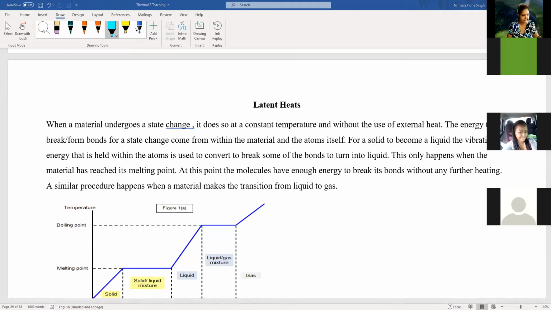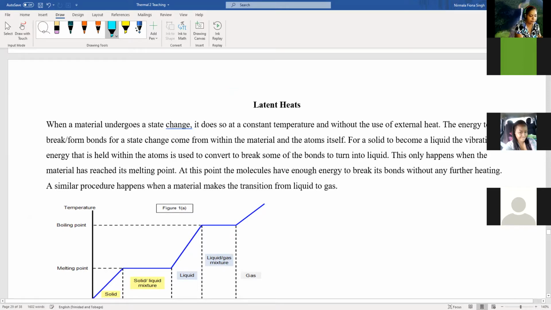Latent heats. State change. What are the three states of matter? Physics, chemistry students, you all are both. Solid, liquids, and gas. And whenever we move from one state to another, we call that a state change. And we have a whole set of state changes that can happen.